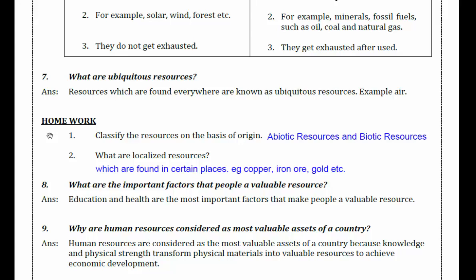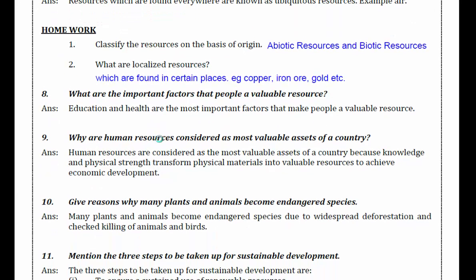Okay, what are localized resources? Resources which are found in certain places, for example copper, iron ore, gold, etc. These are known as localized resources. Don't forget that. Let's go to the next one.